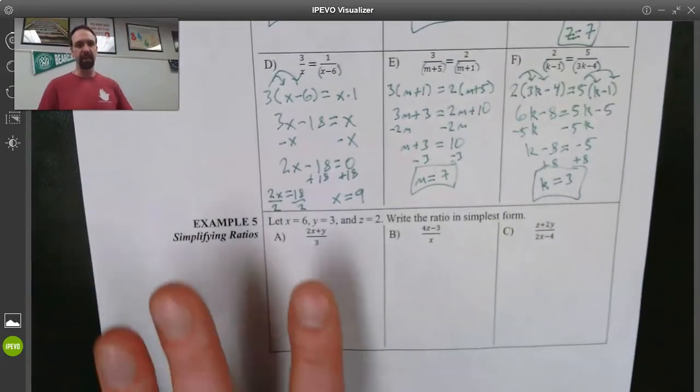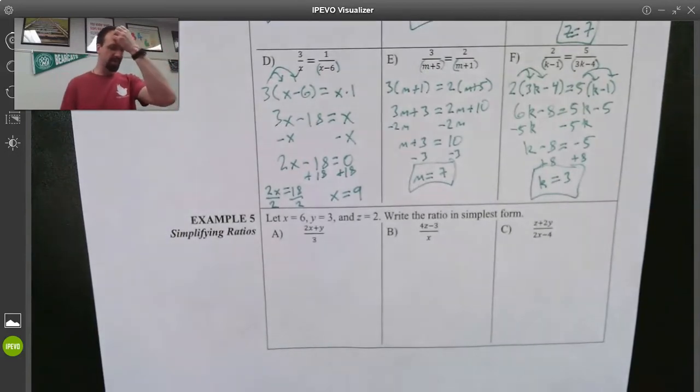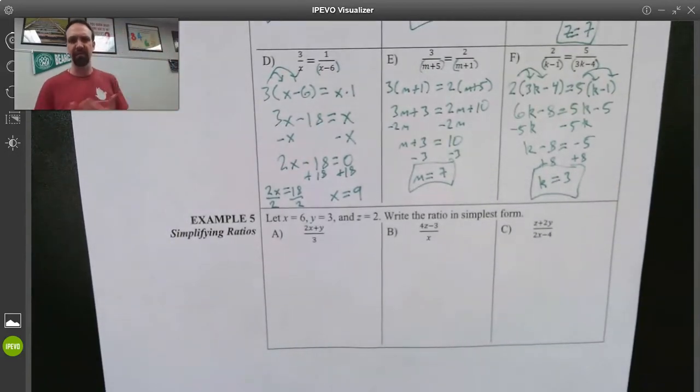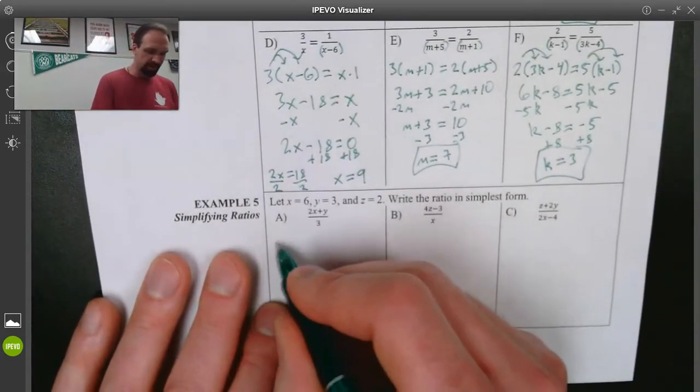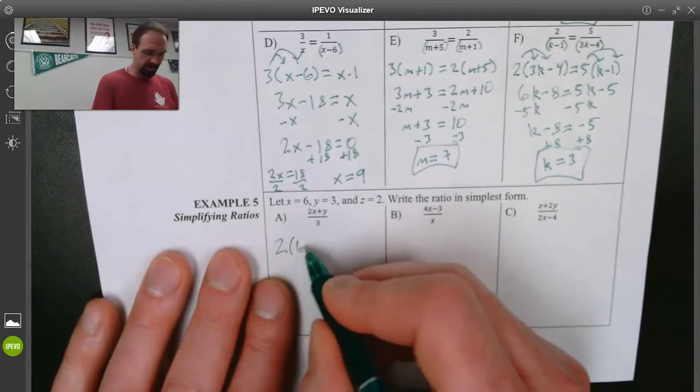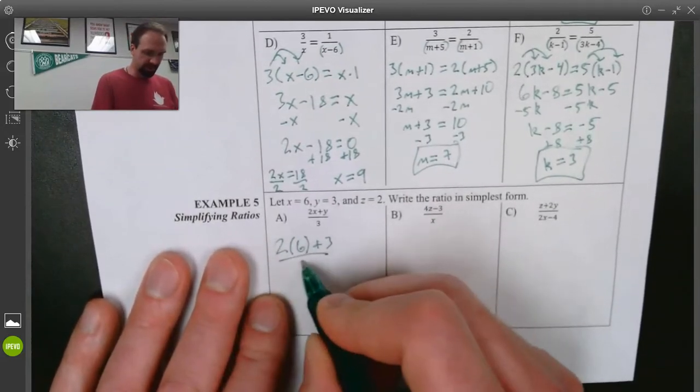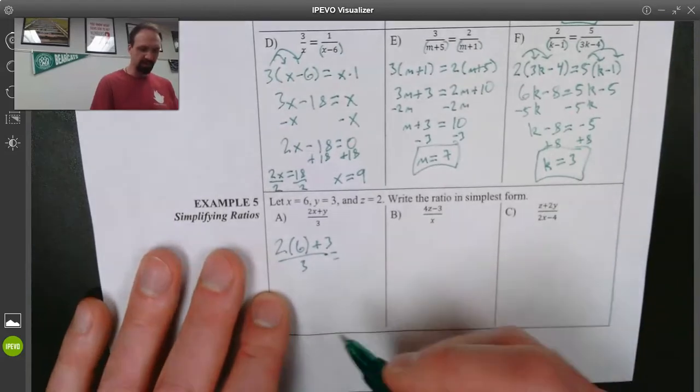So now we're going to be simplifying these ratios. We're writing them in simplest form. Essentially what we're doing is we're substituting the values in. So whatever you see for x, y, and z, you're substituting that in to get your final answer. So for here, when we simplify, we're going to get 2 times 6 plus 3 divided by 3. So again, do order of operations.